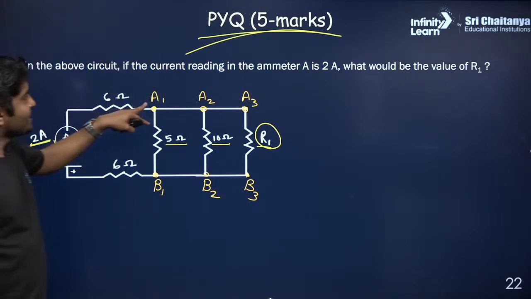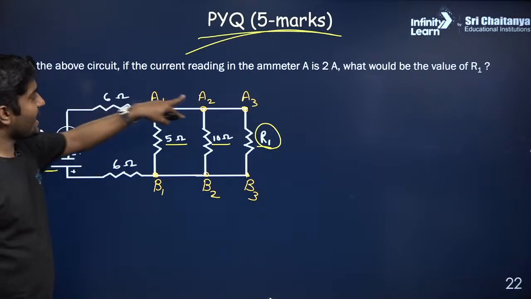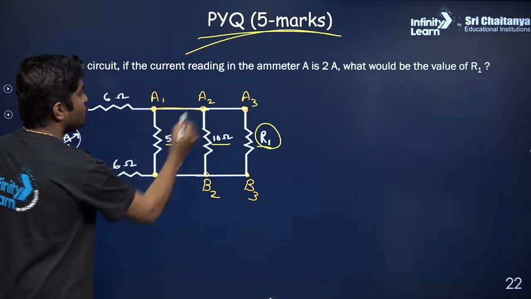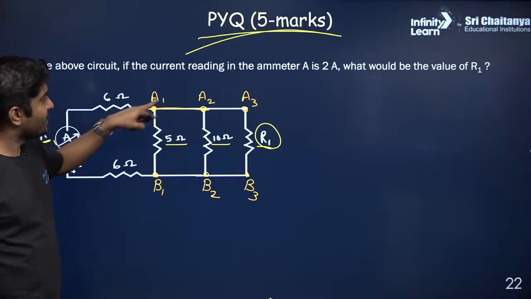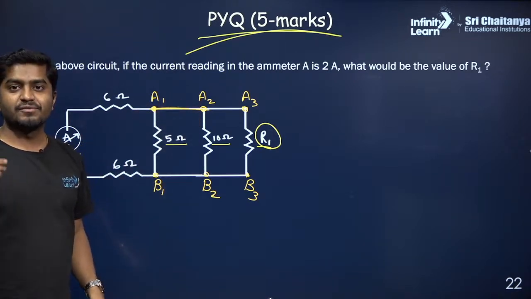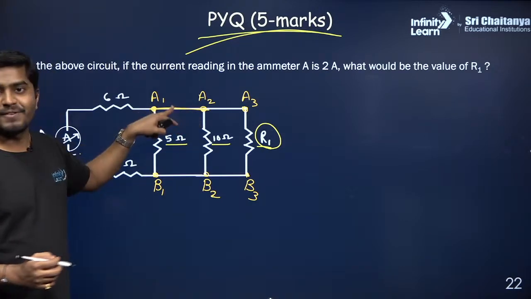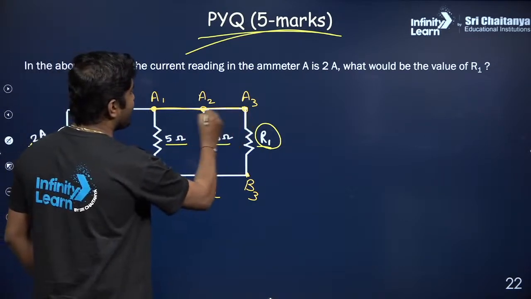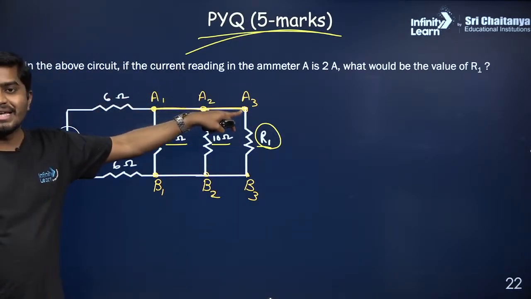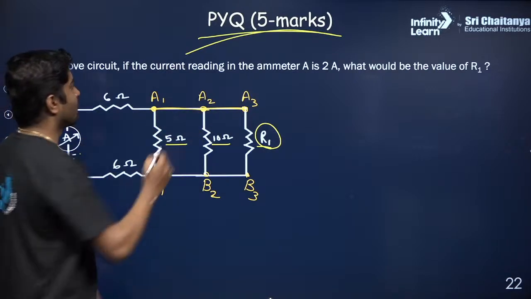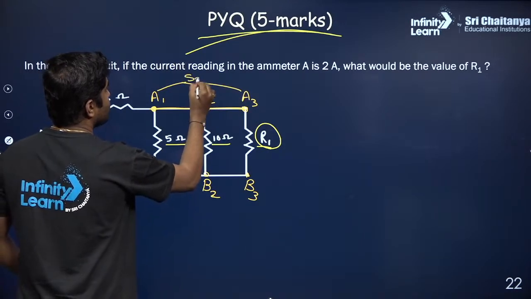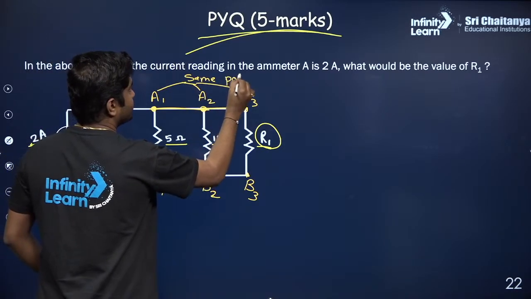Now there is no resistance between A1 and A2. No resistance, no battery. That means no potential difference between A1 and A2. If they are joined only by the connecting wire, that means zero potential difference. Between A2 and A3, again no potential difference. So A1, A2, A3 all at same potential.